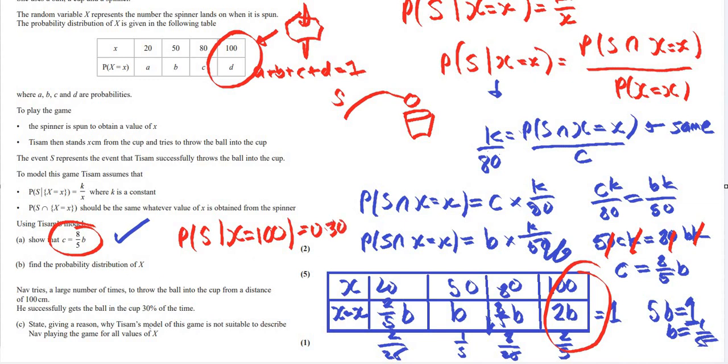We've got to give a reason why the model might not be suitable. Well, what's the only thing we haven't worked out? We haven't worked out what K is. Remember, this conditional probability was K over X, so in this case, K over 100. And we've been told that the answer to that is 0.3 from the question. So that means that K is 30. Now we've got no unknowns left. We know what K is.